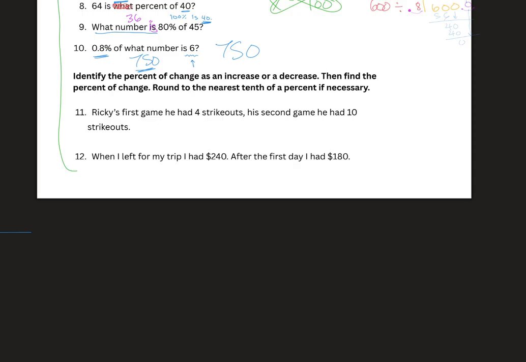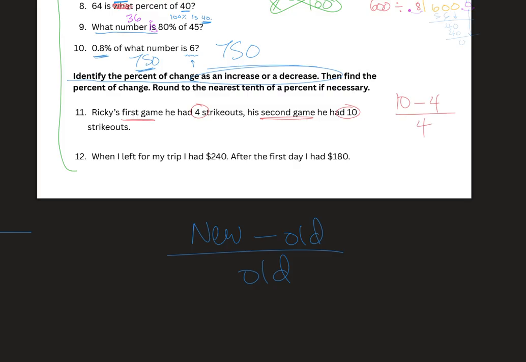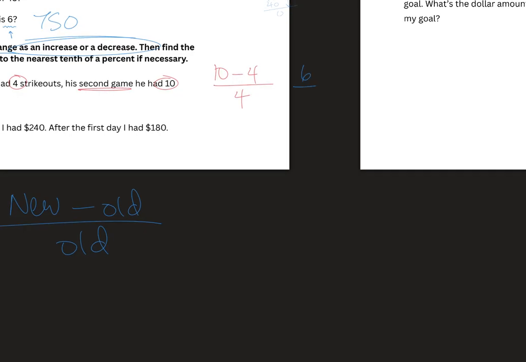Next, we have identify the percent of change as increase or decrease. How we did that is we said, let's take the new number minus the old number, and we will divide it by the old number. And if you're like, what does that mean? Well, it means you have to read. Ricky's first game had 4 strikeouts. His second game had 10. Well, sounds like his new game had 10. His old game had 4. So we will do 10 minus 4 divided by 4. And that is 6 over 4.